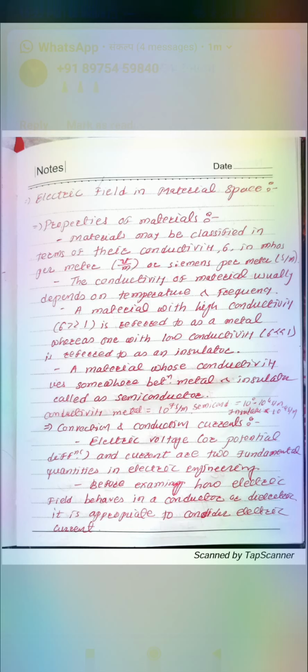Here, the conductivity of the material, this is the important part. When we consider the conductivity, the unit of the conductivity is Siemens per meter. The material whose conductivity lies somewhere between metal and insulator is called a semiconductor.